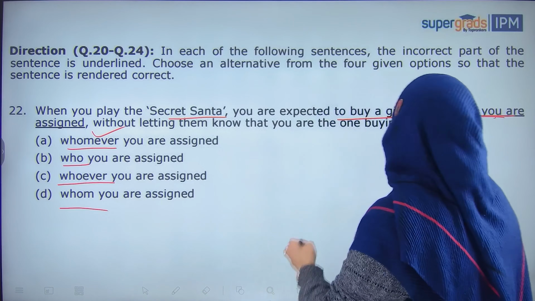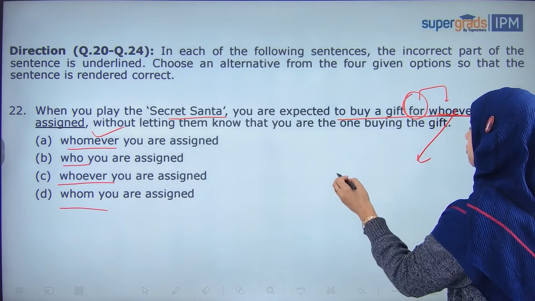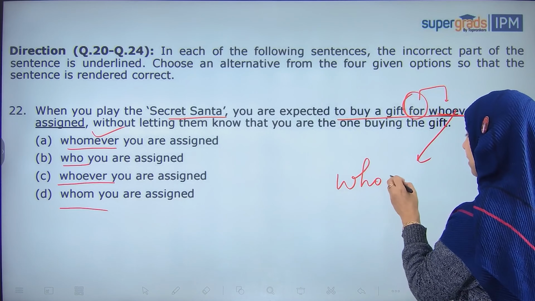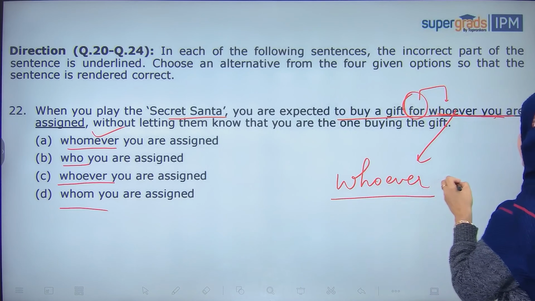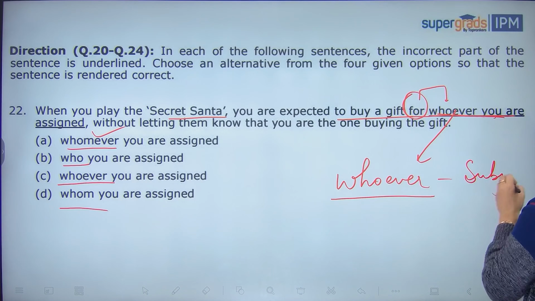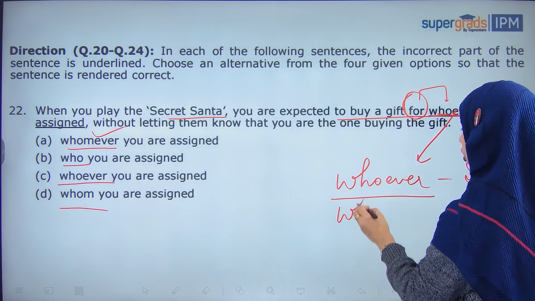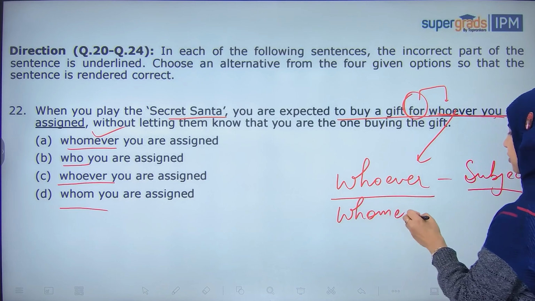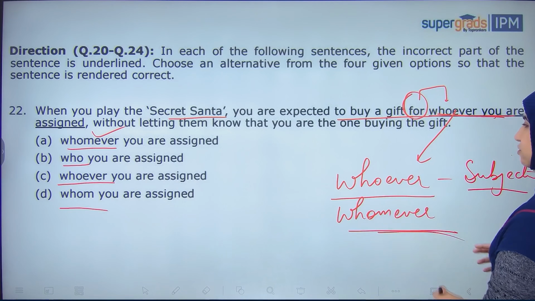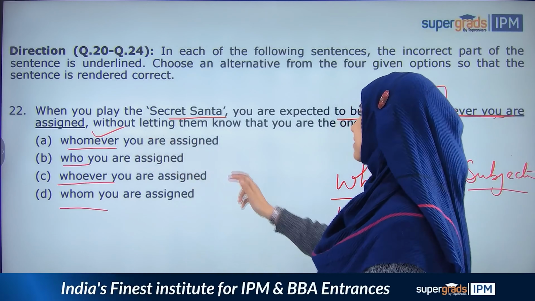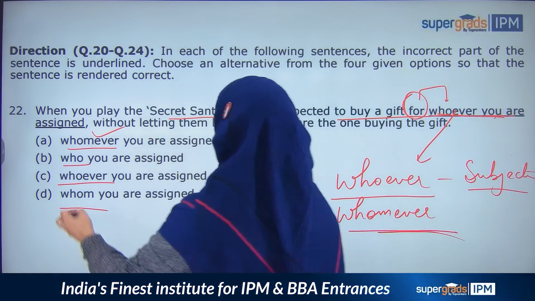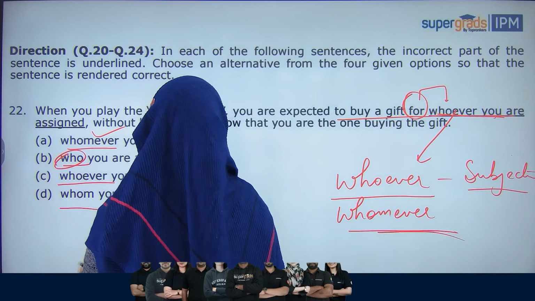So, that's why the same rule applies to whomever. Whoever is the subjective case. Subjective case refers to when it's acting like the subject. But here it is acting like an object, so therefore you will say whomever. And that is objective case. Whomever you are assigned. Not who you are assigned, it had to be objective.